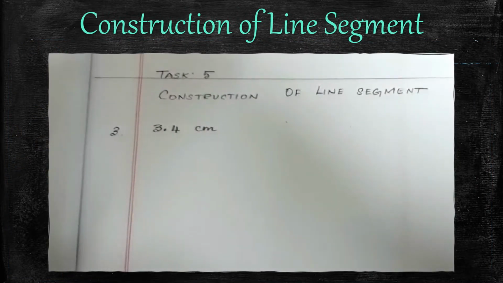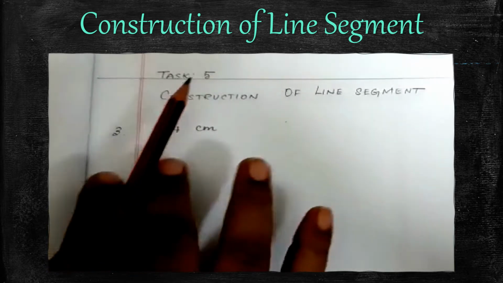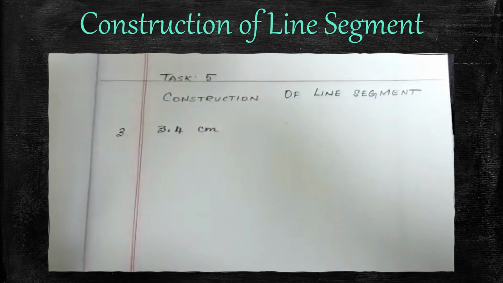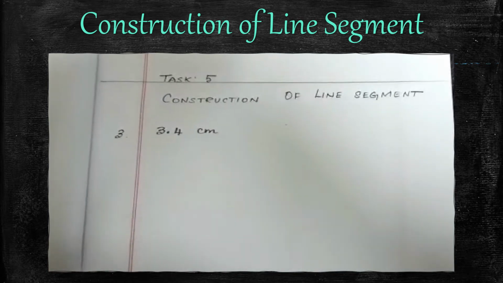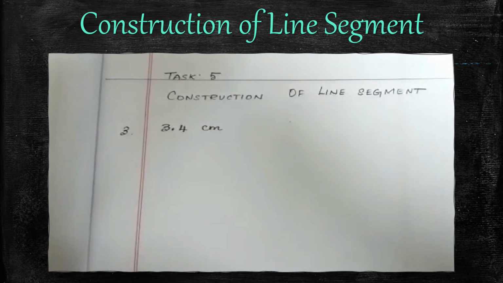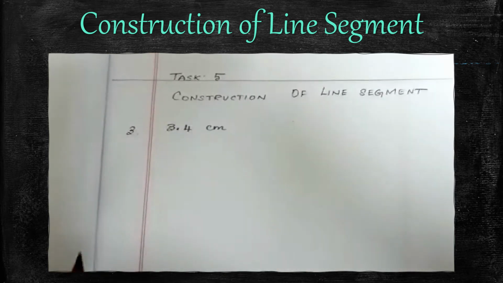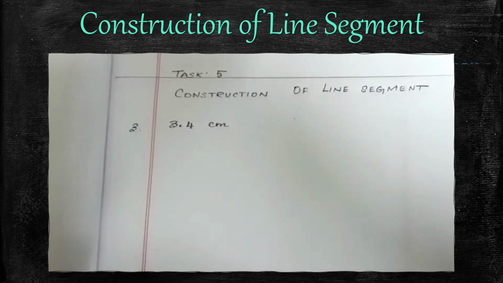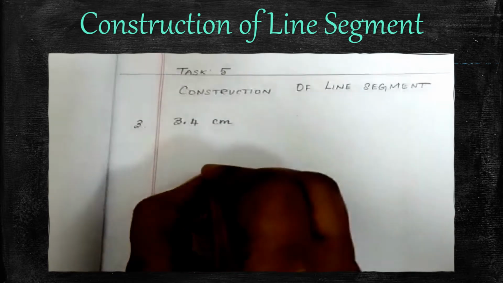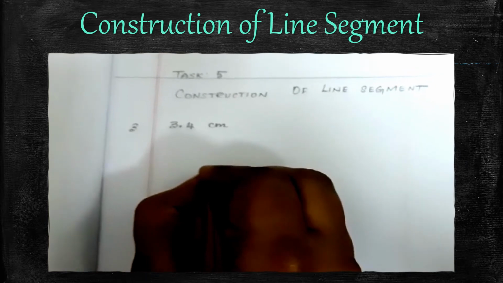Now let us see how to construct a line segment. I am going to do a sum from task 5, third sum, 3.4 centimeter. Here they didn't give any name for the line segment, for example A, B, C, D, X, Y. So once we construct the line segment, we ourselves can name it. Always we should start with a point in geometry. So first mark a point.